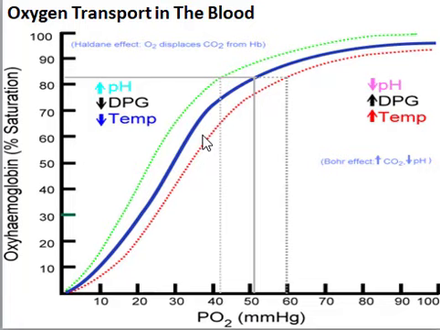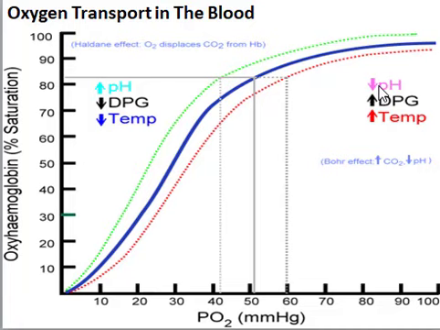But this curve can shift to the right, this red color. What does shift to the right mean? It means the saturation of oxygen in hemoglobin will decrease. This will give more oxygen to the tissue for the tissue's respiration. This right shift occurs with decreased pH, with increased temperature, and with an increase of an important substance, which is called DPG or BPG.